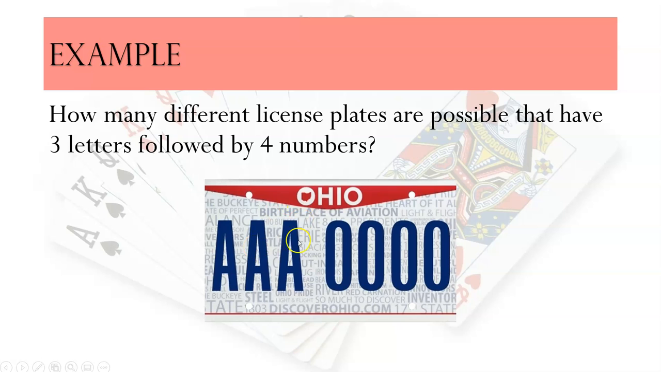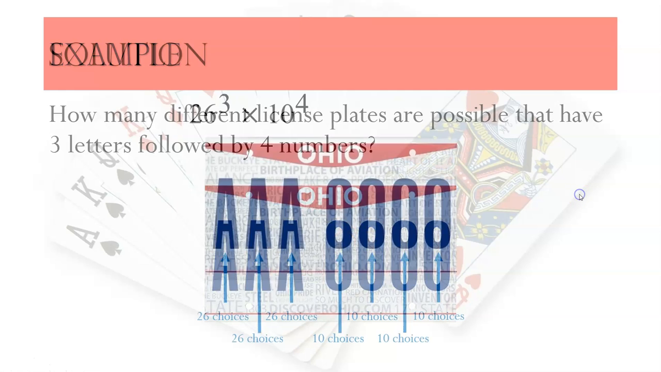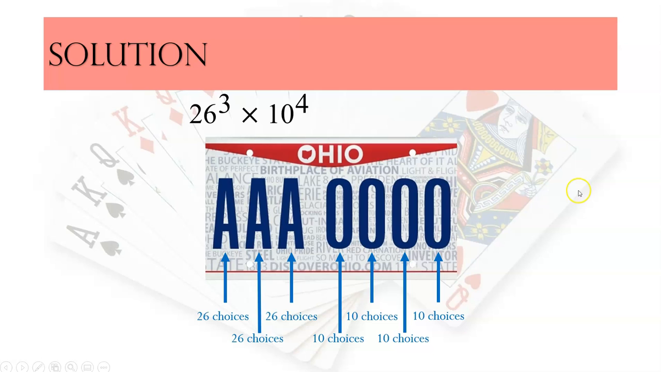The first 3 spots are letters, and they can be repeated. So just because we use the A in the first spot doesn't mean we can't use the A again. And the same thing with the numbers. These are going to be single digits, 0 through 9. If you look at how this can be done, since there's 26 letters in the alphabet, you have 26 choices for each of the 3 spots first, followed by 10 choices for each of the numbers. The digits 0 through 9 are 10 choices.